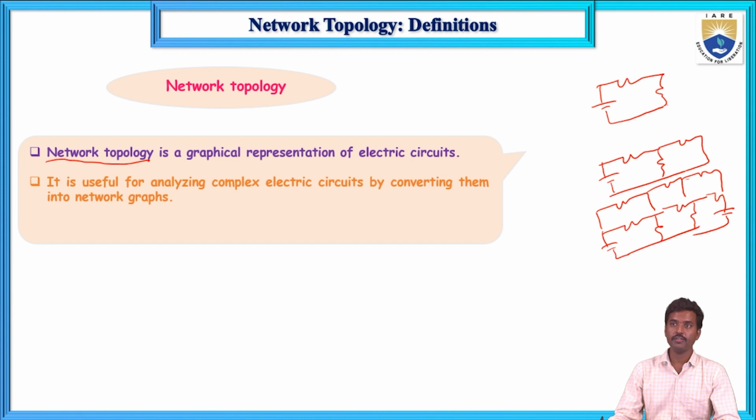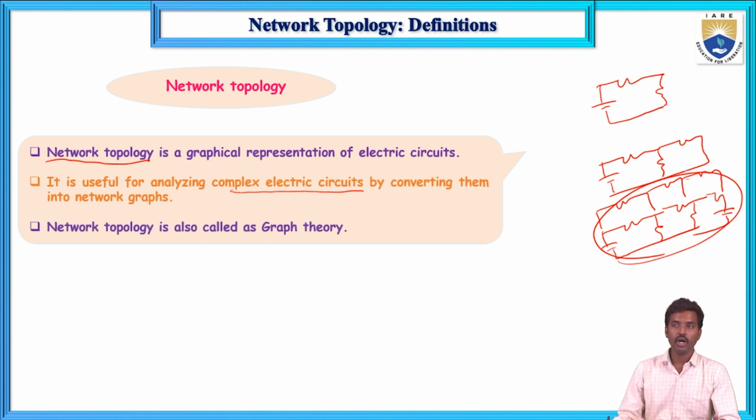For such types of circuits, to analyze such networks, we will use the network topology concept. The circuit can be replaced by a graphical symbol. The graph definition I will explain in the next slide. What a graph is, I will tell you later on. It is also used for analyzing complex electric circuits by converting them into a network graph. Such complex circuits can be replaced by network graphs.